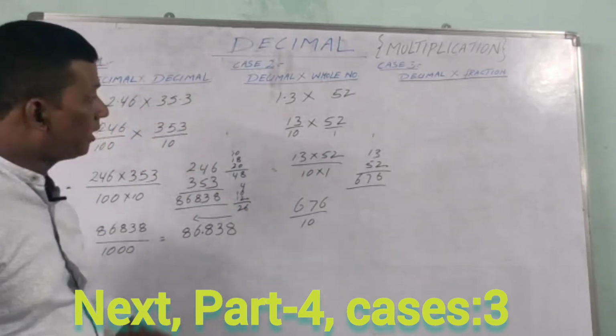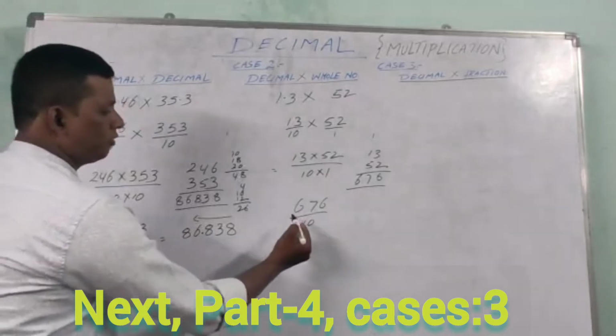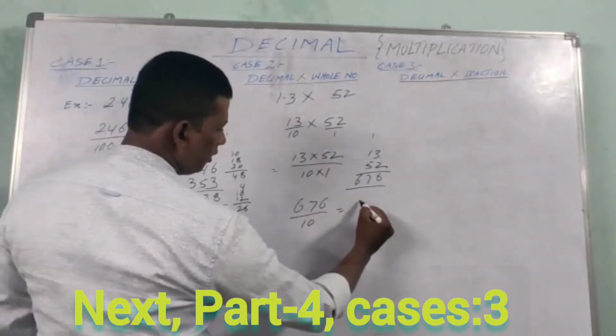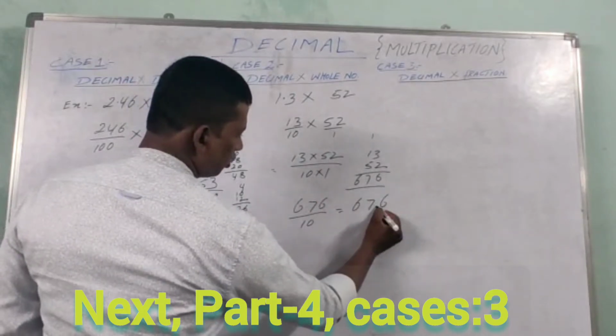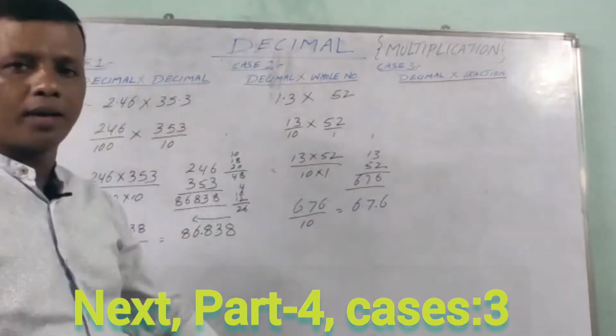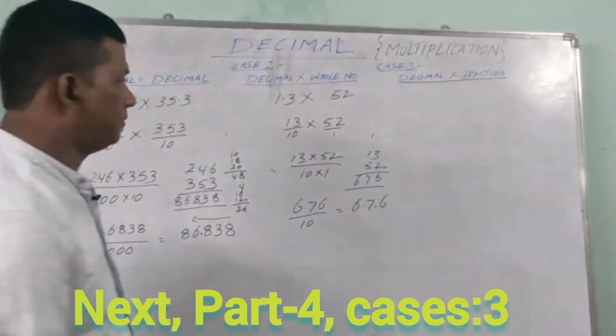Since we are multiplying with a decimal digit, keep this in mind, don't forget. Now remove this 0. How many zeros do we have? 1 zero. Write the numerator as it is, from right to left move one digit and put the decimal point. Our answer is 67.6.